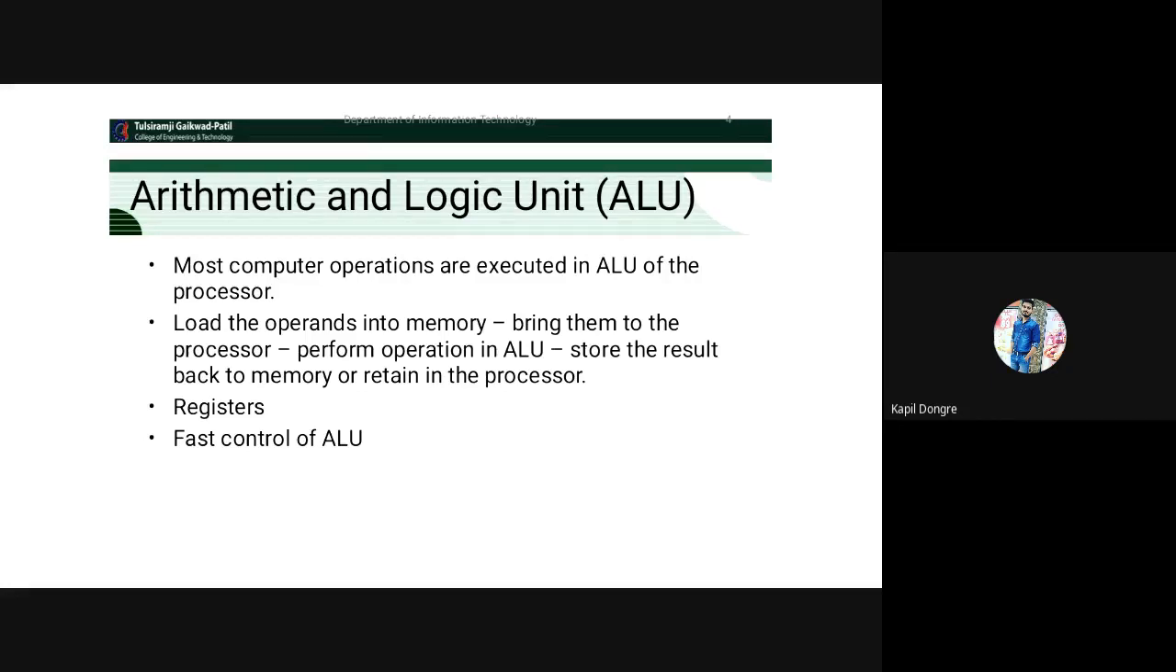In memory locations, we have different types of instructions and data. That data needs to be executed in the arithmetic and logic unit. That's why the first operation is to load the operand into memory, bring it into the processor, perform the operation in the ALU, and store the result back to the memory. Results are held in the processor registers, for fast control of the ALU. We know that lots of operations are performed by the arithmetic and logic unit.